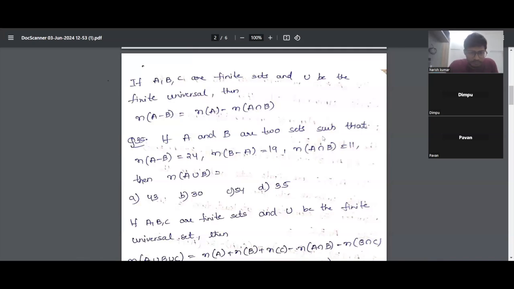All right. If A, B, C are finite sets and U be the finite universal set, then n of A minus B is n of A minus n of A intersection B.